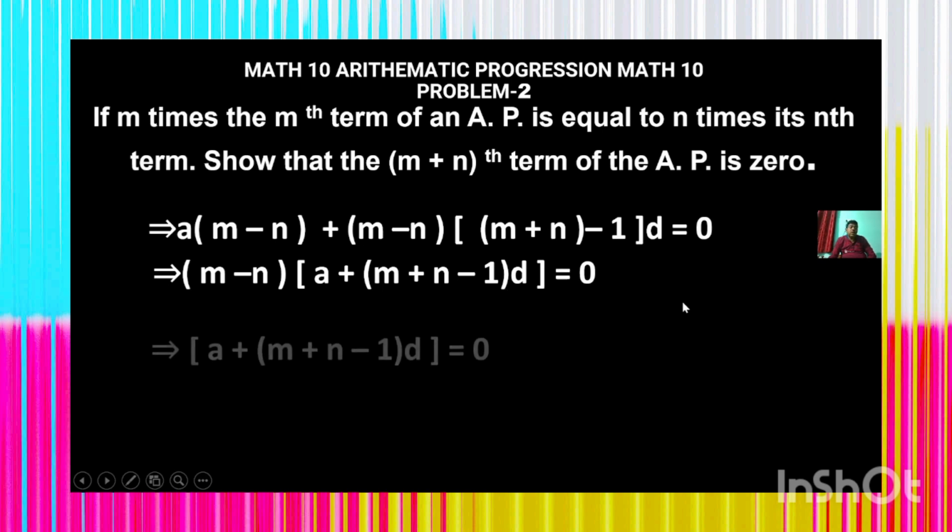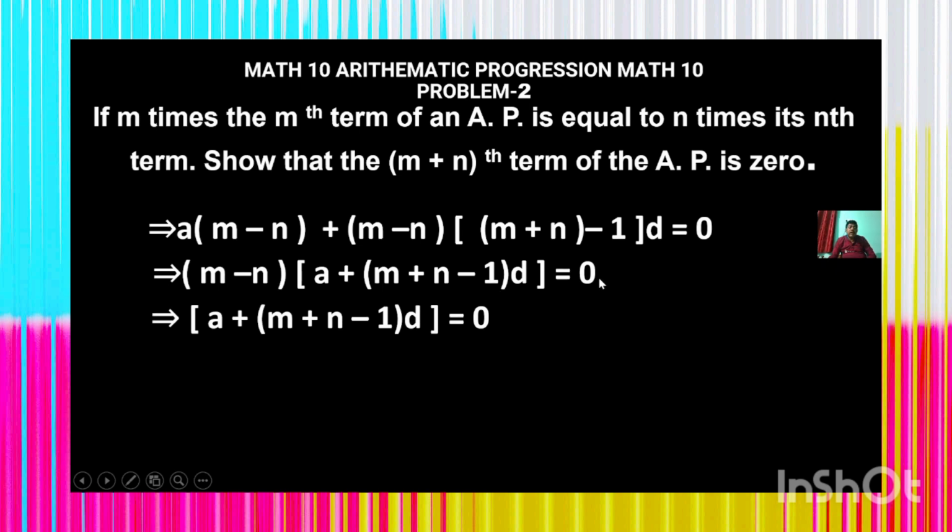Understand? Again this m minus n will be transposed to the right hand side. It will be 0 divided by (m minus n). So after transposition, the resulting expression will be a plus (m plus n minus 1) into d, which is 0 by (m minus n), which is 0. Thus a plus (m plus n minus 1) into d is equal to 0. And here you get that the (m plus n)th term of the AP is 0, because clearly the (m plus n)th term is a_(m plus n) equal to a plus (m plus n minus 1) into d, according to the general formula of the arithmetic progression. Thus we prove that the (m plus n)th term of the AP is also 0.